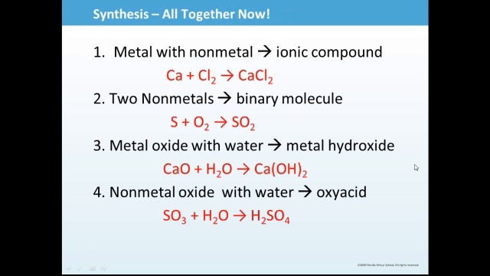All together now, these are the 4 types of synthesis reactions that we have. Once again, when you get to the assignment, it might give you S plus O2 or P plus O2, something like that. You need to find it on this list to find out what type it is. Is it a metal oxide, a non-metal oxide? Is it a metal plus a non-metal or a non-metal plus non-metal? And then you're going to predict your products accordingly. It tells you what your product will be.